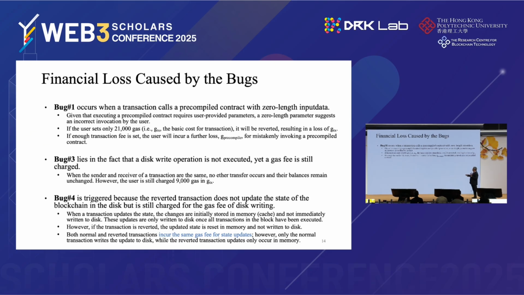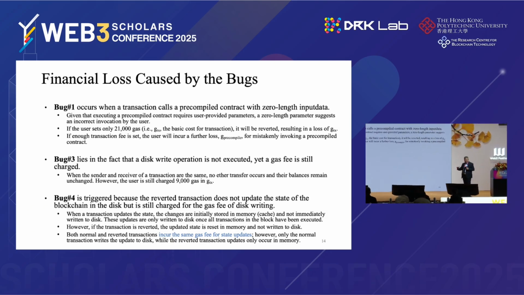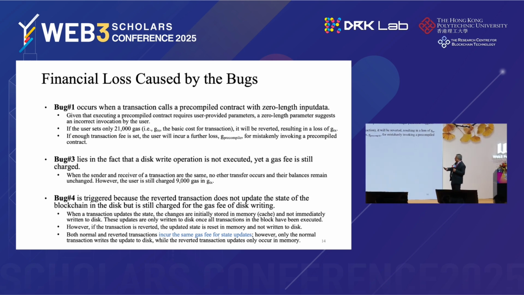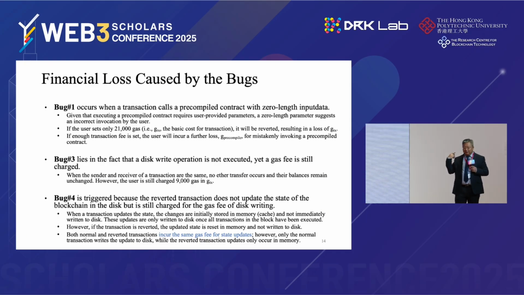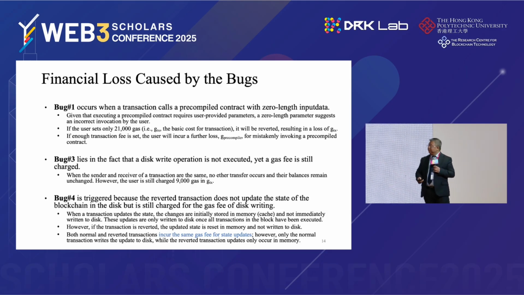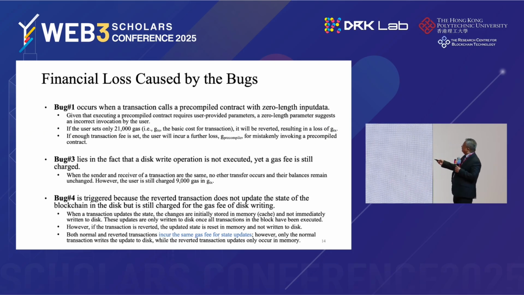For example, the first bug occurred when a transaction calls a pre-compiled contract with zero-length input data. So usually, if a user invokes a pre-compiled contract with zero-length input data, it means there is something wrong with this transaction. And if the user sets only 21,000 gas, then this transaction will be reverted, resulting in the loss of this 21,000 gas. But if the user would like to set a high transaction fee, the user will incur a further gas fee that is used to call the pre-compiled contract.